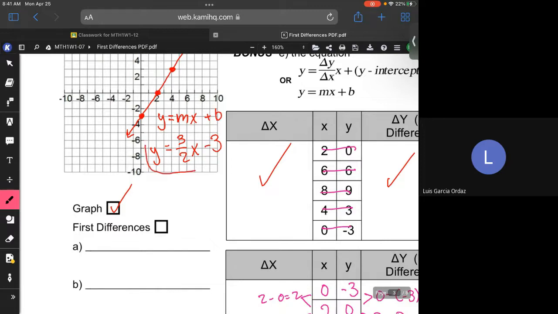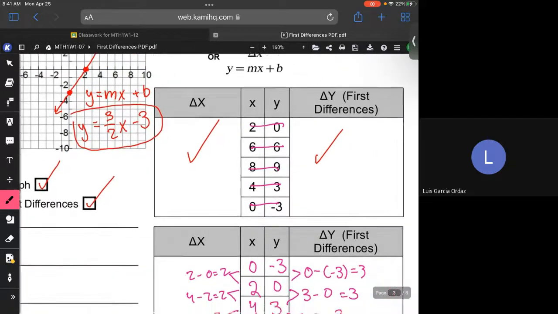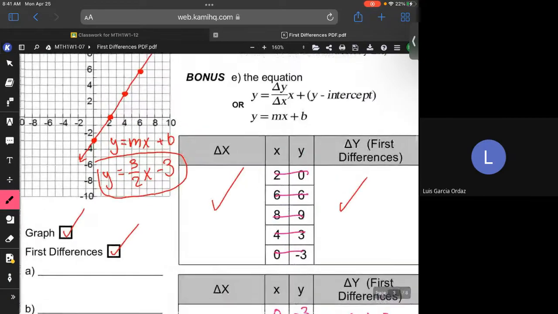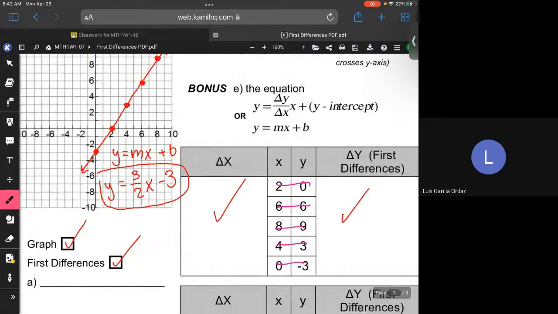And first differences to be checked, and they're the same. X is 0. What do you mean? Yeah, so your y-intercept, your x is 0, so it's 0, -3.